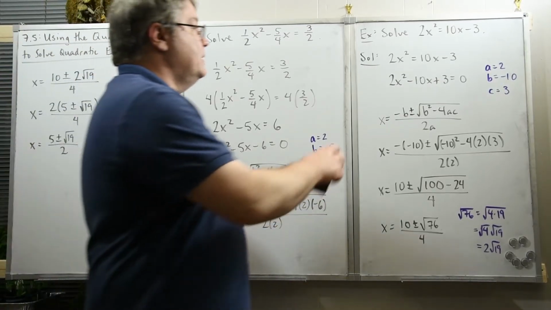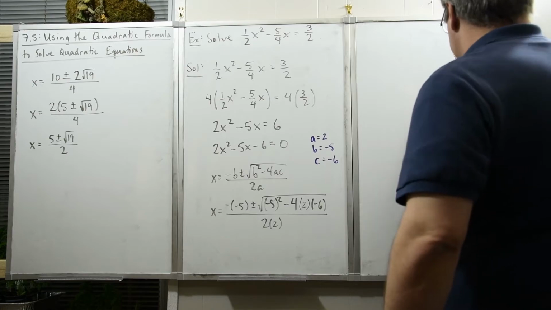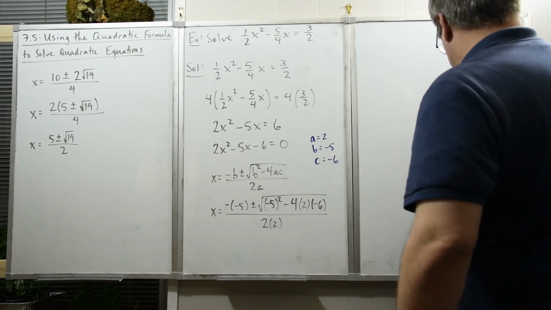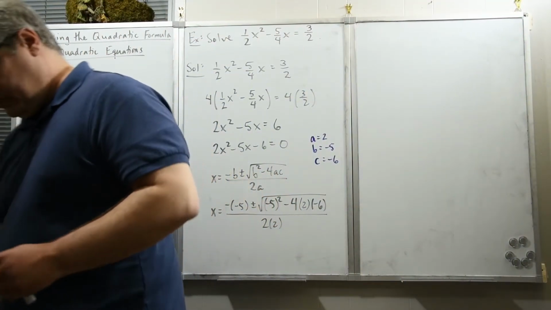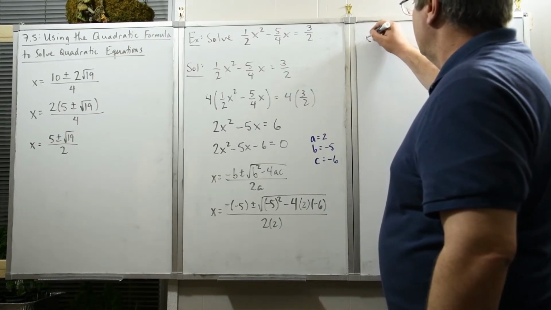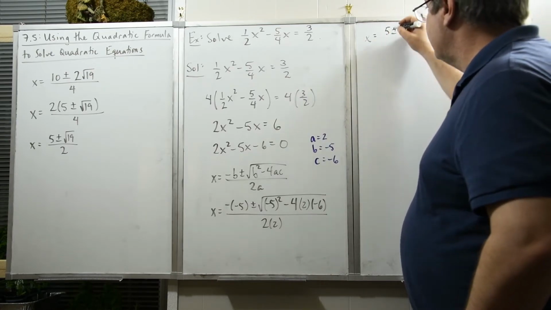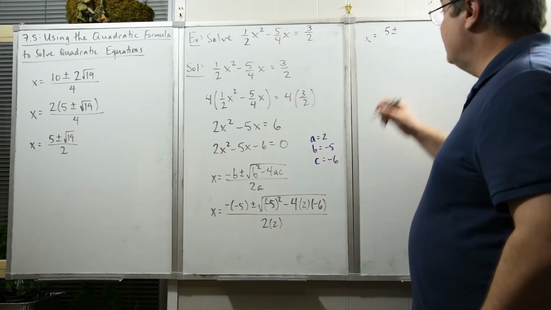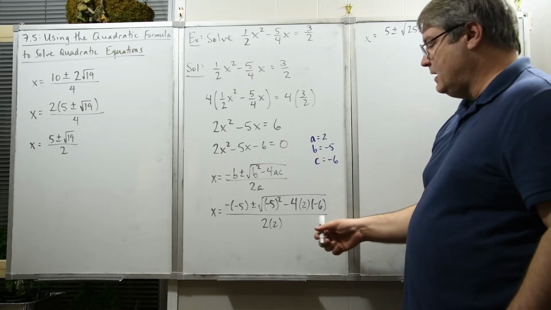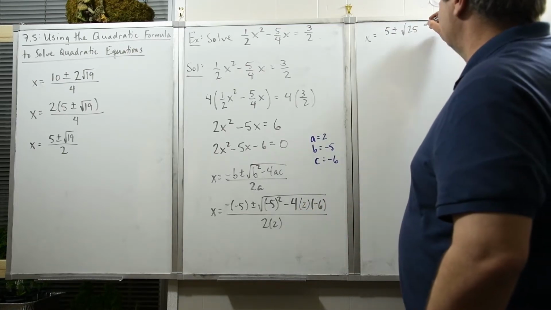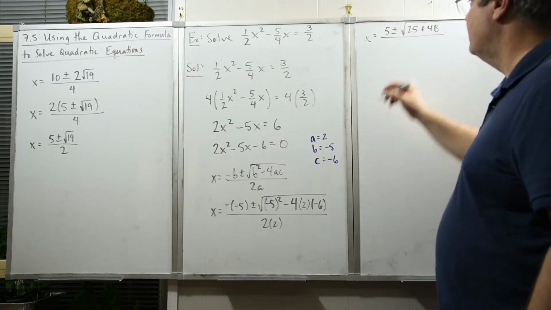Now we're going to want to simplify this, because it doesn't look very good right now. But your minus a negative 5 gives you 5, plus or minus. Square the negative 5, you get 25. You have a negative 4 times 2 gives you a negative 8. Negative 8 times negative 6 gives you a positive 48. And then the bottom, 2 times 2 gives you 4.